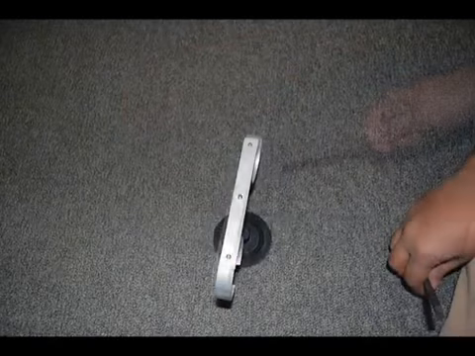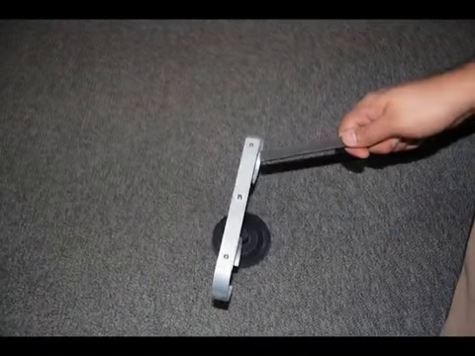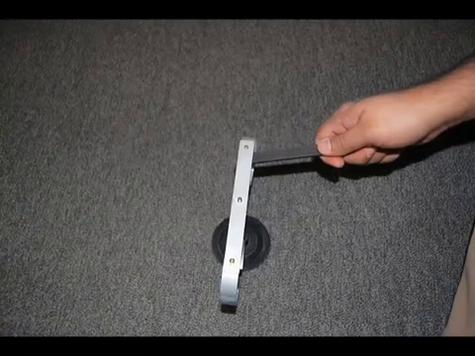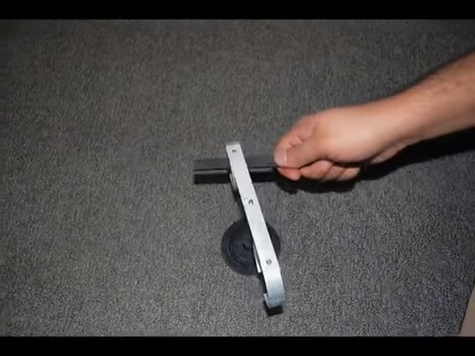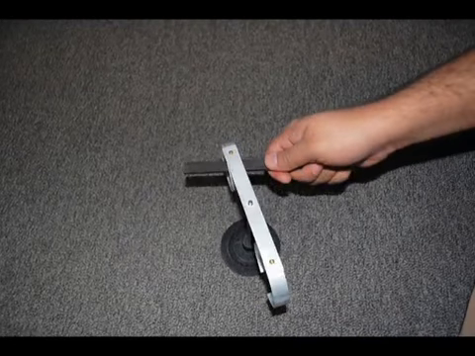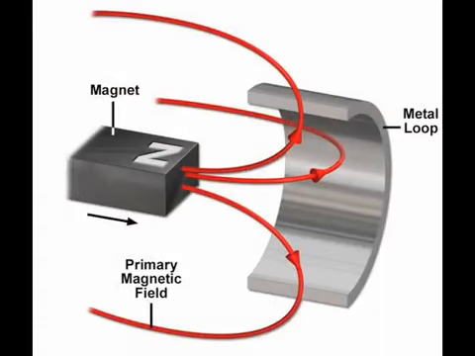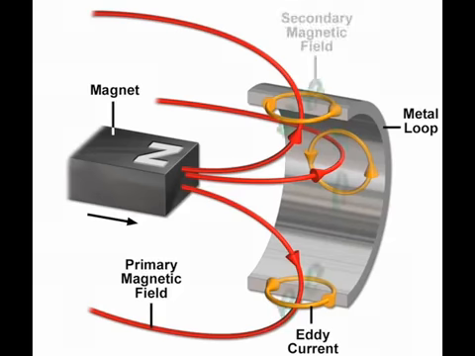That's because the current being induced in the closed loop generates a magnetic field that's opposing the bar magnet's field. That secondary magnetic field circulating around the loop is repelled by the approaching magnetic field. If you could see all these forces at work, it would look like this.